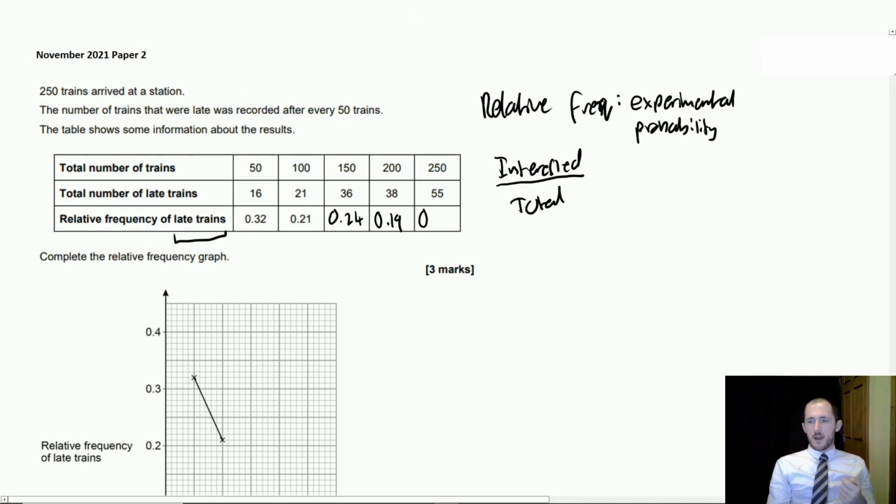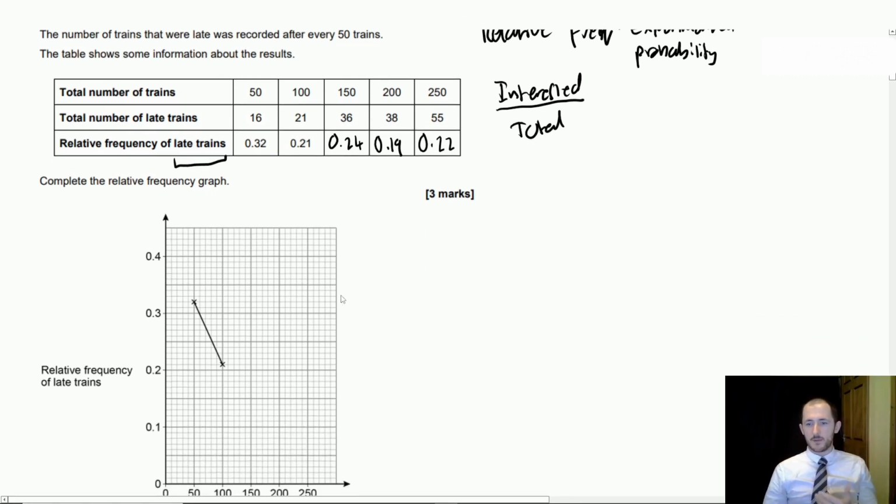As we go along, as we increase the number of trains, that basically increases our number of trials. That will make the relative frequency closer and closer to the theoretical probability. So as the number of trains increases, we're getting a more accurate reading for the probability, because there's more trials. In this case, more trains.